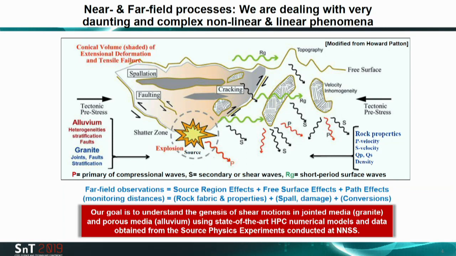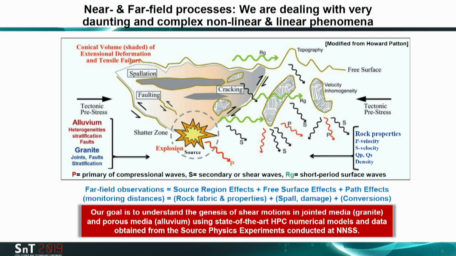To look at the source physics experiment, it's worth diving into this cartoon. We have what we call the near field area where the explosion takes place. There will be cavity formation and so on. There will be either new failure surface or tensile failure surface, as well as reactivation of existing faults. There will also be generation of waves that interact with the topography as well as with the textured material, and they get converted from P to S and so on.